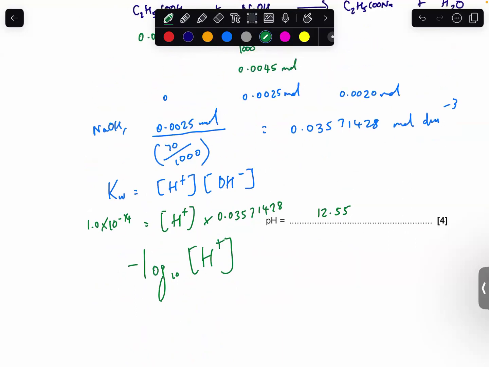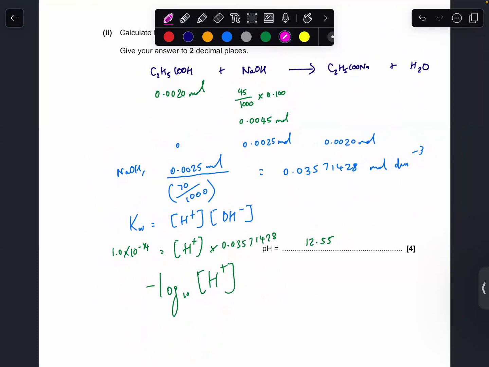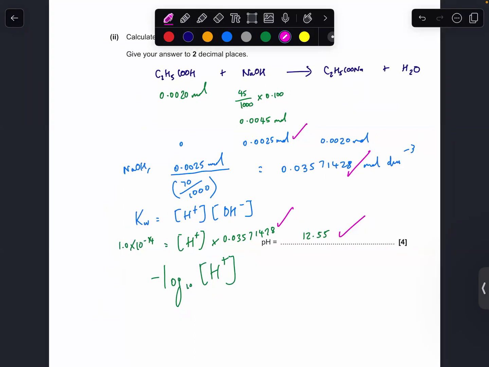Let's have a quick look where the marks are from. 1 mark is to work out the final moles of the excess sodium hydroxide. 1 mark is for working out the concentration. 1 mark is to work out the H plus concentration, so it's going to be rearranging this expression, and 1 mark for the answer. Wonderful. Moving on.